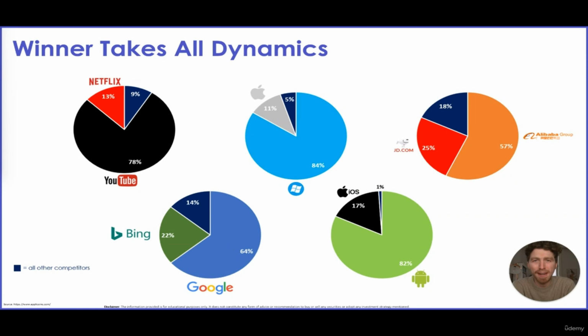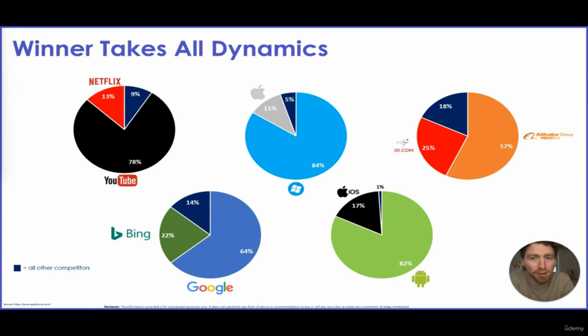Winner takes all dynamics. As I mentioned earlier in this module, in the platform business ecosystem, you have these winner takes all dynamics. To illustrate this, you can see on this slide the distribution of market shares within certain areas. On the top left, you see video consumption in the US. Here, YouTube makes up about 80% of the overall market, followed by Netflix with 13%. Less than 10% is left for other players competing within this market.